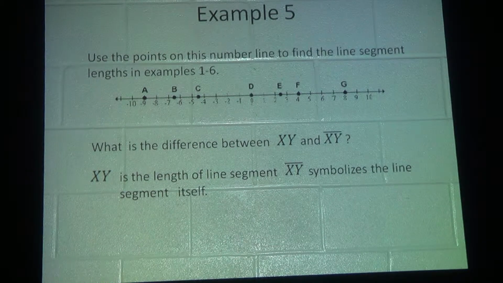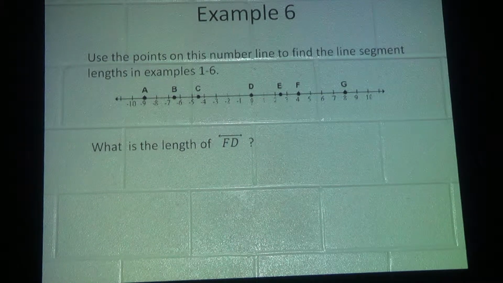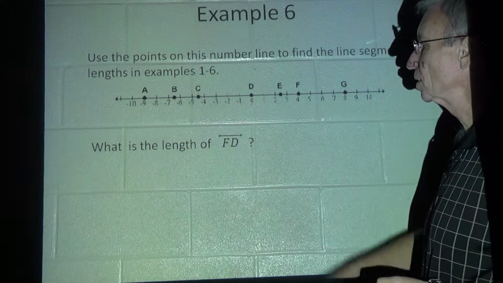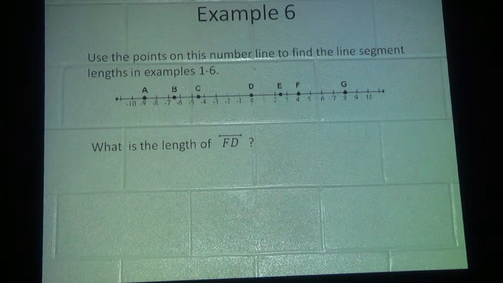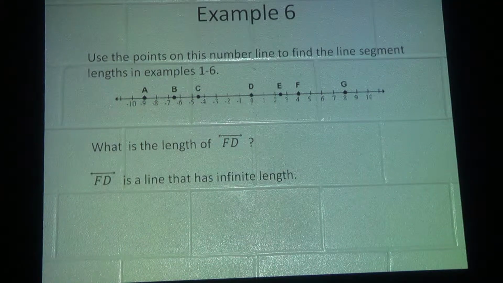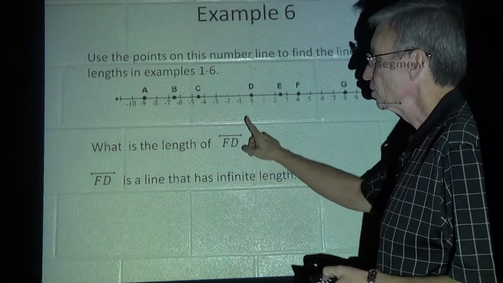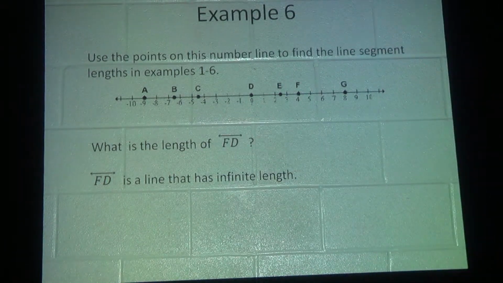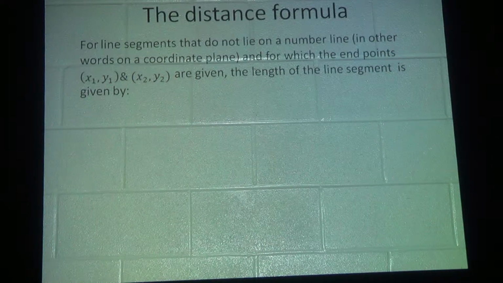Okay, example 6, they want to know what is the length of FD. So F is here at 4, D is at 0. We take the difference of those. Once again, notice that this one has what? Line FD actually has no measurement that we can come up with because it's infinite in length, and then it goes from infinity to infinity. Okay, the distance formula, this works for things like on the Cartesian coordinates.